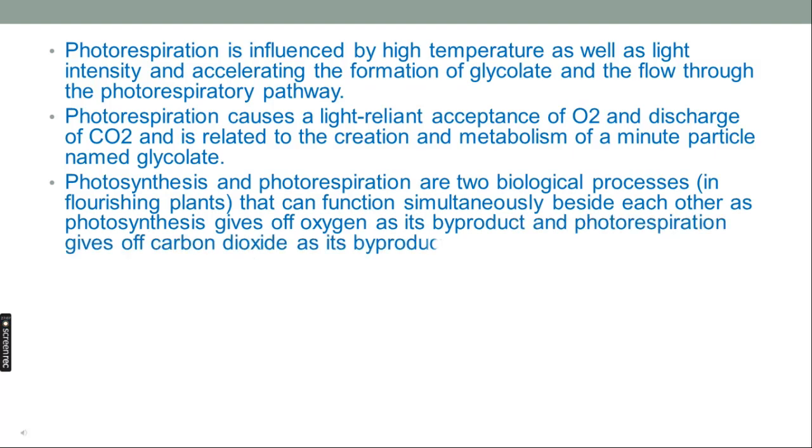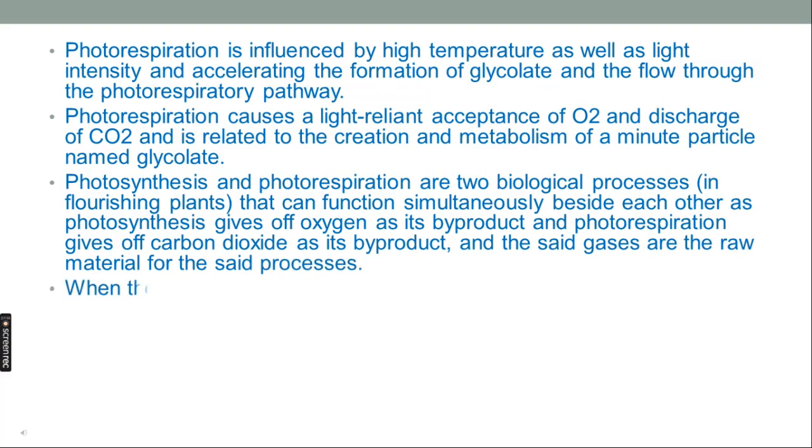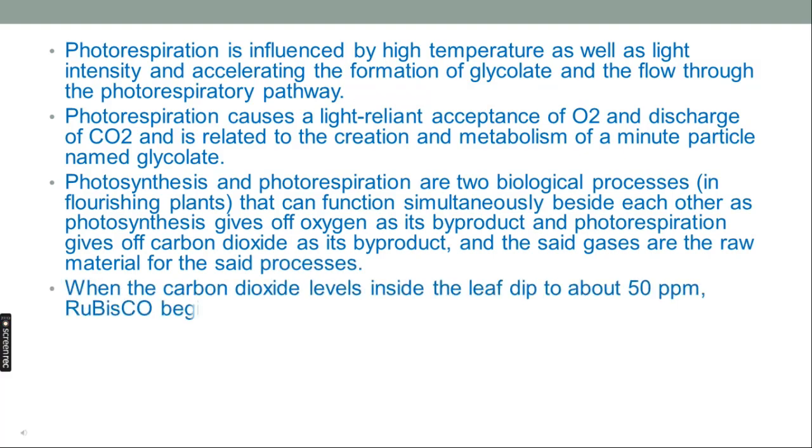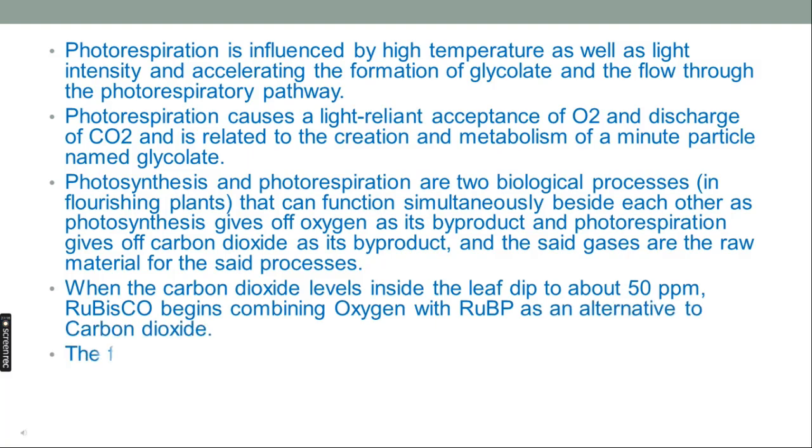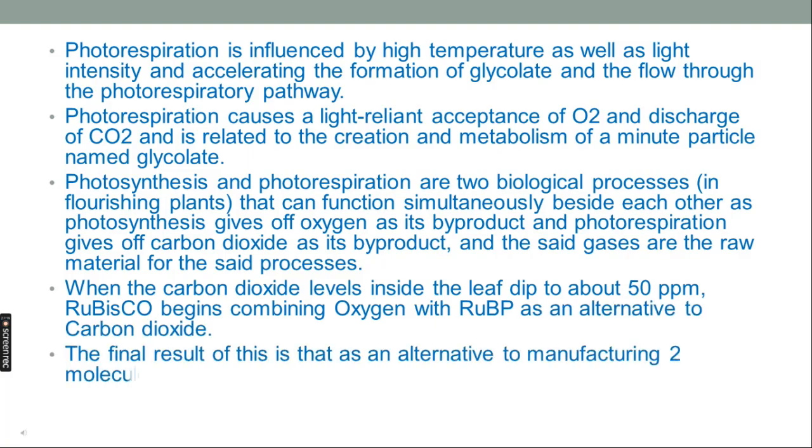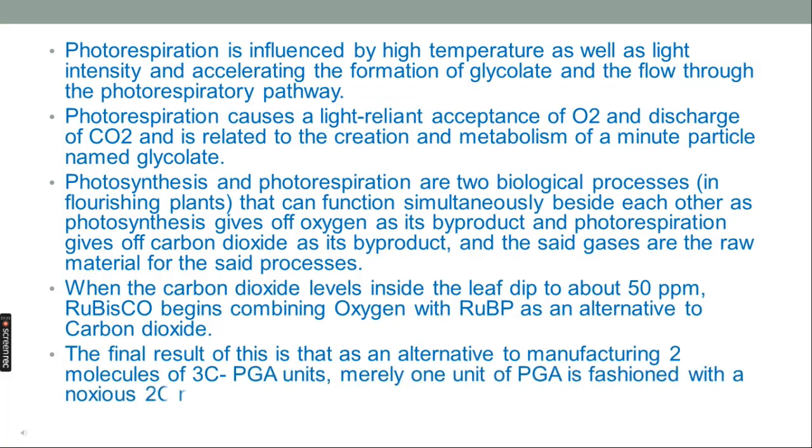Photosynthesis and photorespiration are two biological processes in flourishing plants that can function simultaneously beside each other, as photosynthesis gives off oxygen as its byproduct and photorespiration gives off carbon dioxide as its byproduct, and the said gases are the raw material for the said processes. When the carbon dioxide levels inside the leaf dip to about 50 ppm, rubisco begins combining oxygen with RuBP as an alternative to carbon dioxide. The final result is that, instead of manufacturing 2 molecules of 3-carbon PGA units, merely 1 unit of PGA is formed with a toxic 2-carbon molecule termed phosphoglycolate.